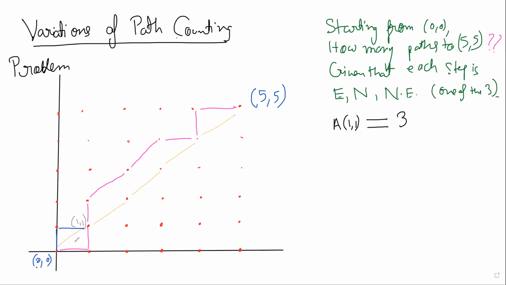I will draw all three. So in this way, if you think, then can you build up? Let me just do one thing. Maybe this can help in further thinking. So I'm just doing it. What I will do is I'll replace 1 comma 1 from there and I'll just write 3 there.